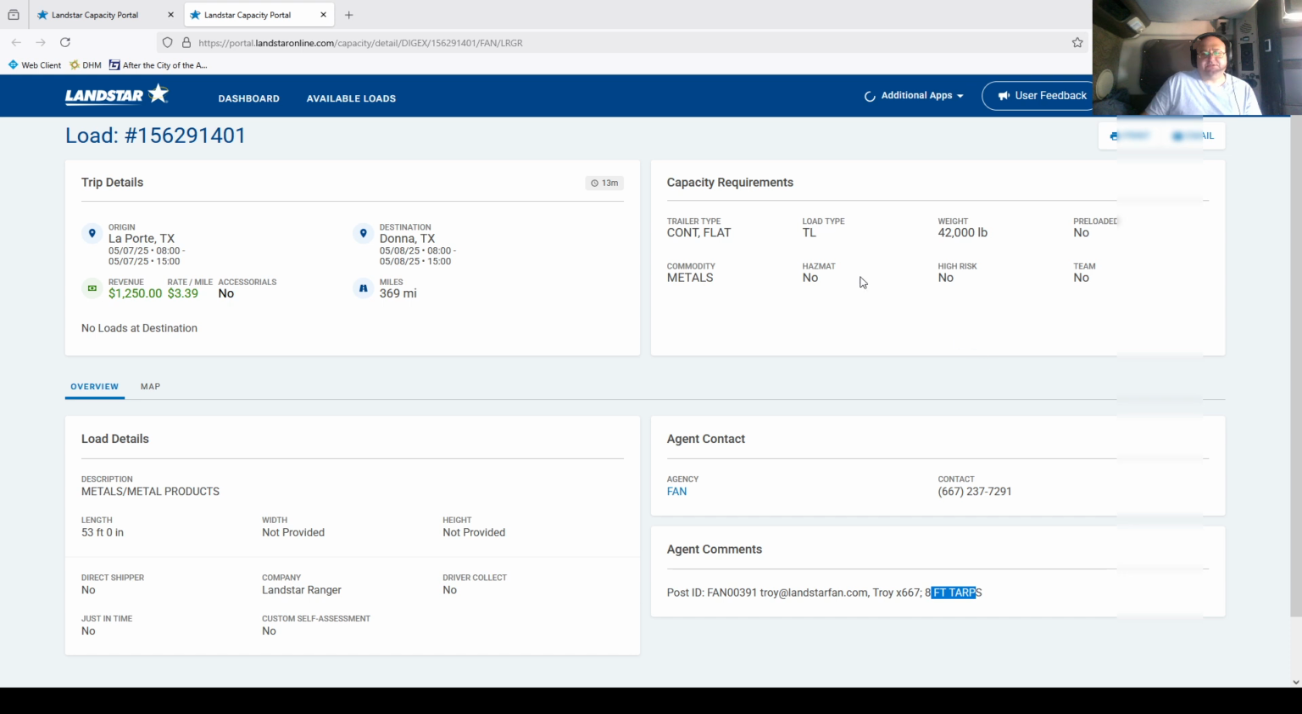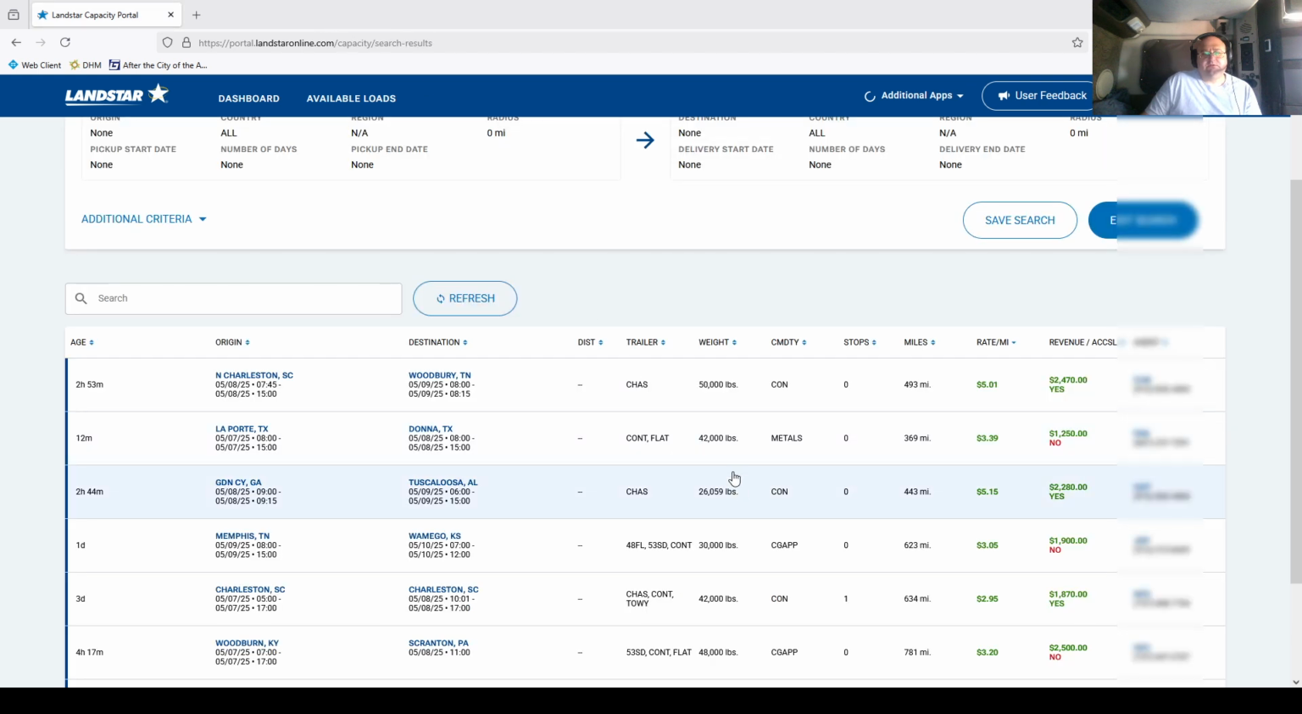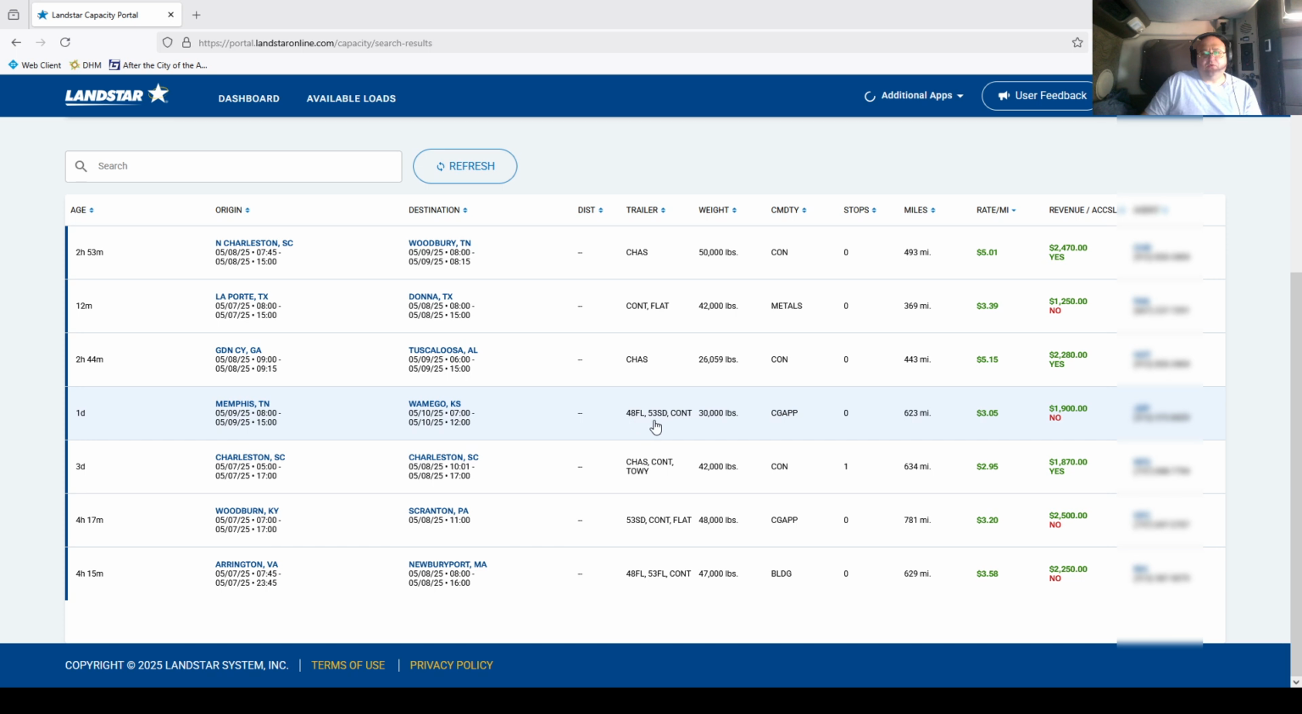8-foot tarps. 48-foot flatbed, 53 step deck, container. Chassis, container, towaway. Towaway is customer equipment. But yeah, this just gives you an example of how they don't list things correctly.